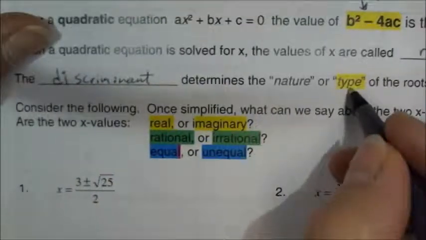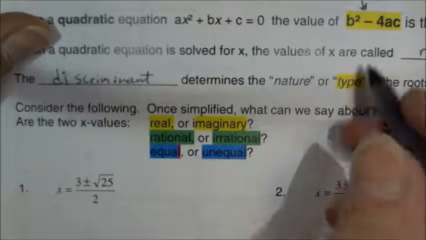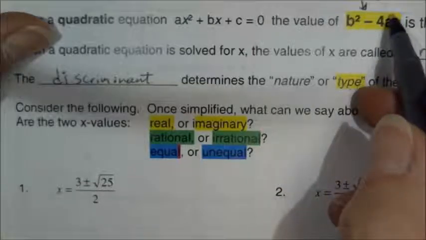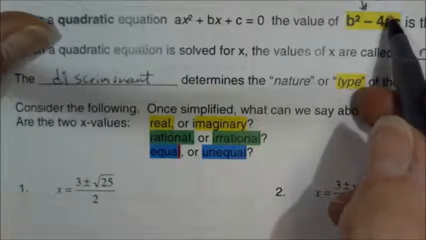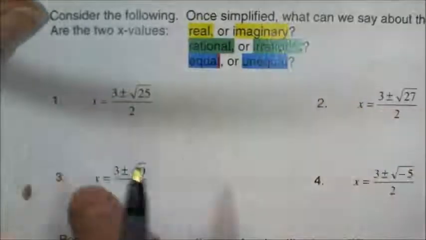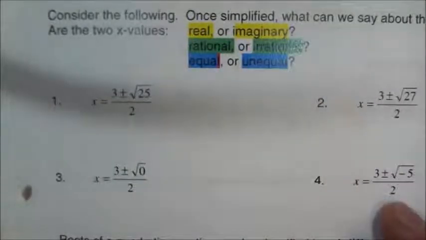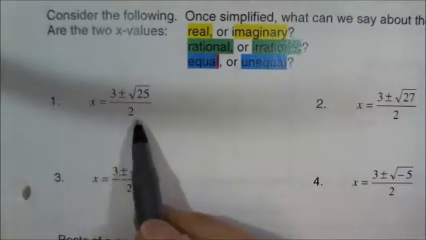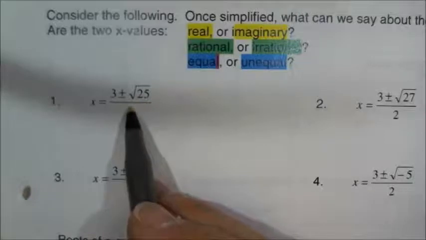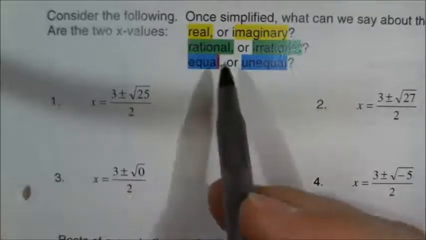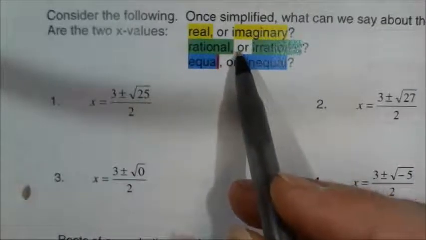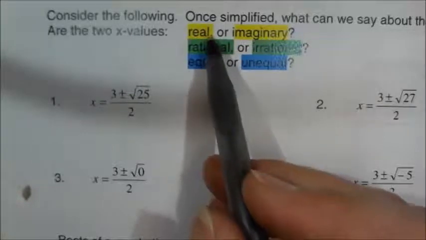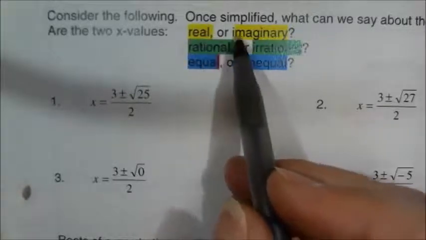But if you want to know what type of roots you have, you can just look at the value of b squared minus 4ac. Okay, so we're going to look at these 4 examples down here, and we're going to figure out, once they simplify down, whether the two values are real or imaginary.